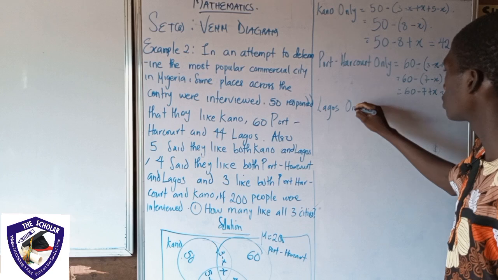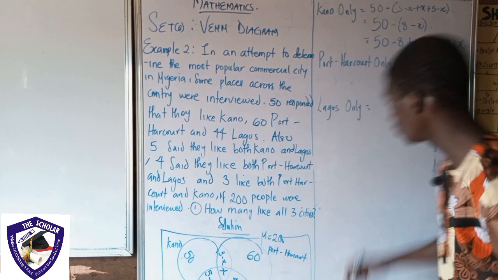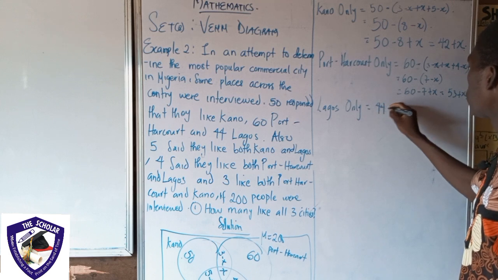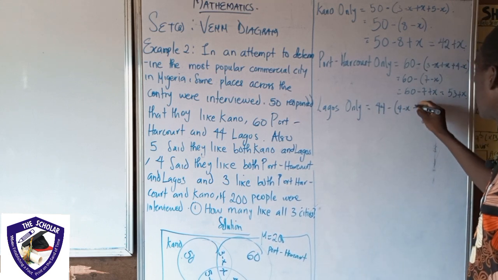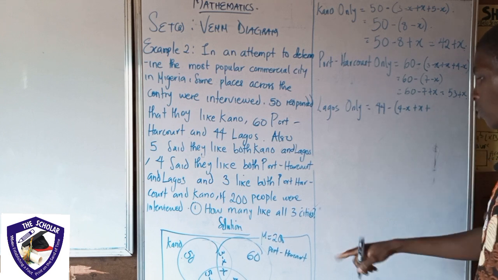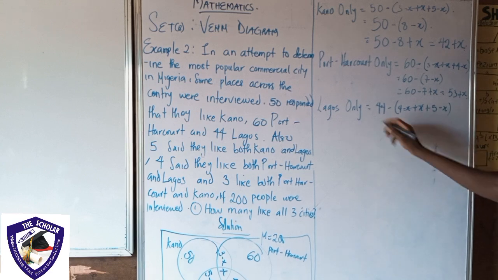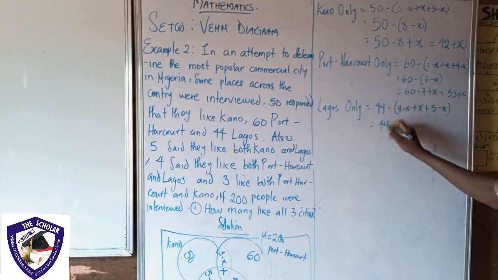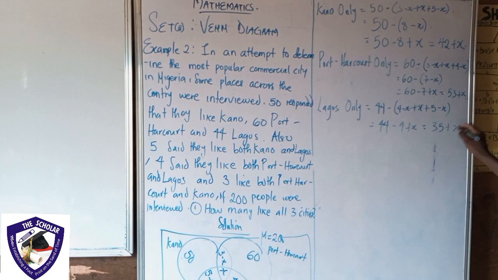Now for Lagos only. For Lagos only, we have 44, then we subtract all this. We have 44 minus 4 minus x plus 5 minus x. So this will be eliminated. So you have 44 minus 4 plus 5, that is 9 plus x. So here you have 35 plus x.